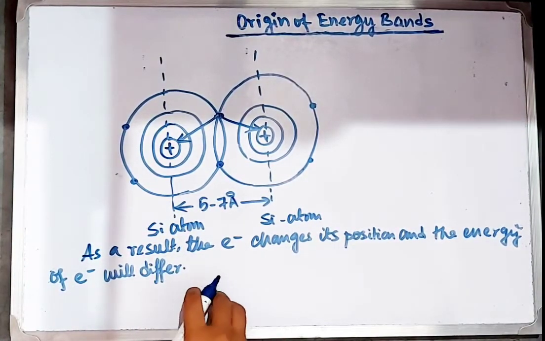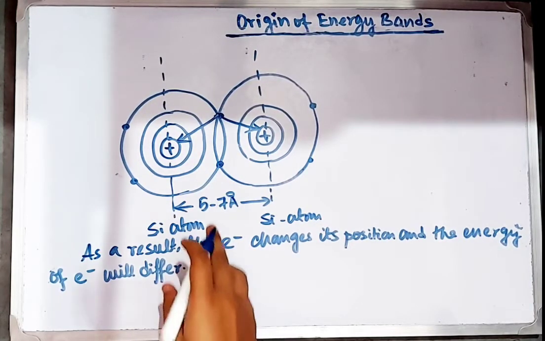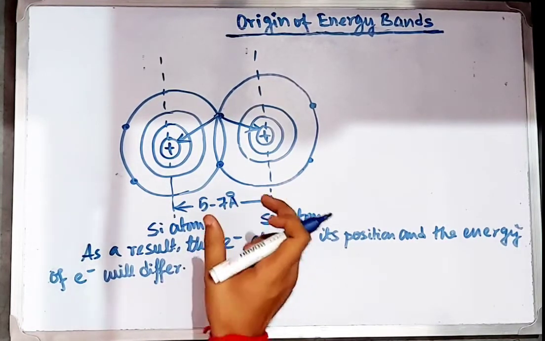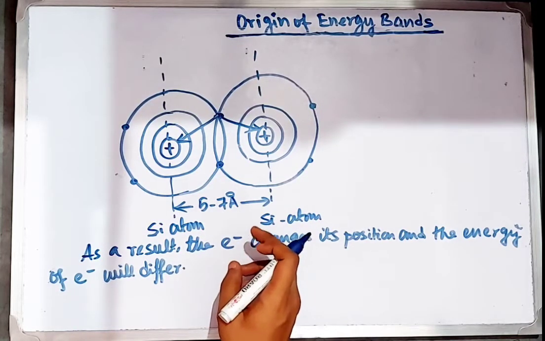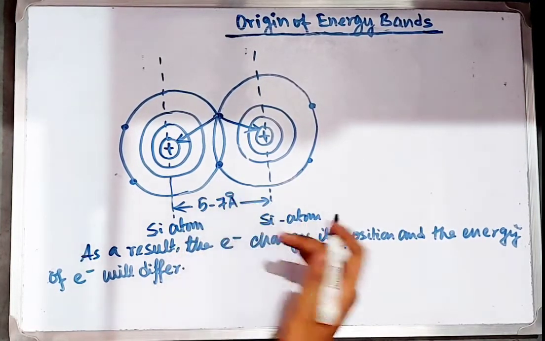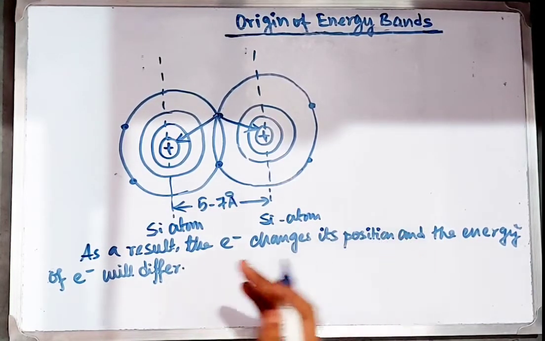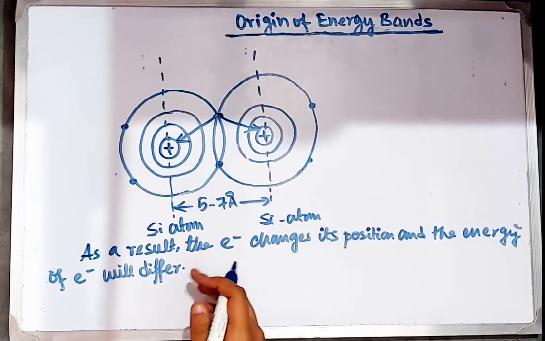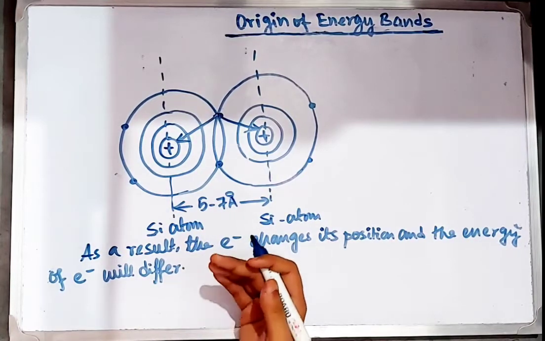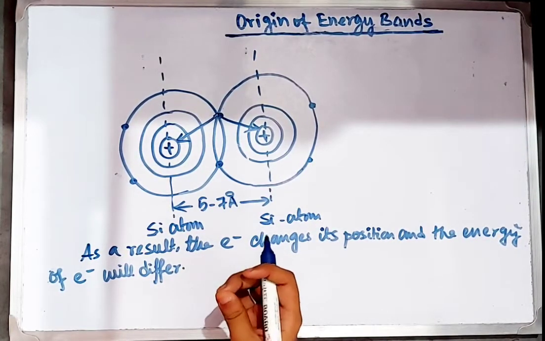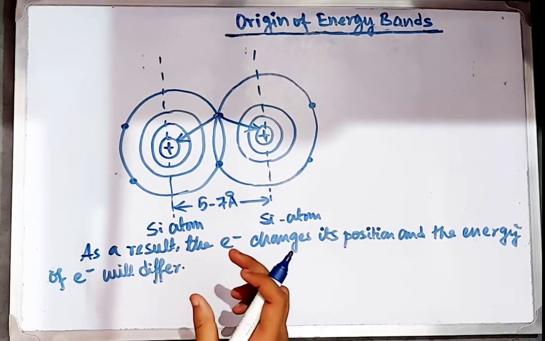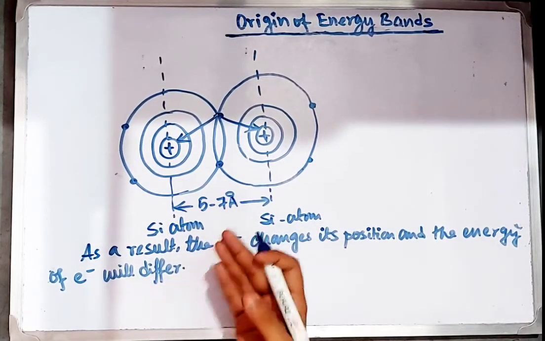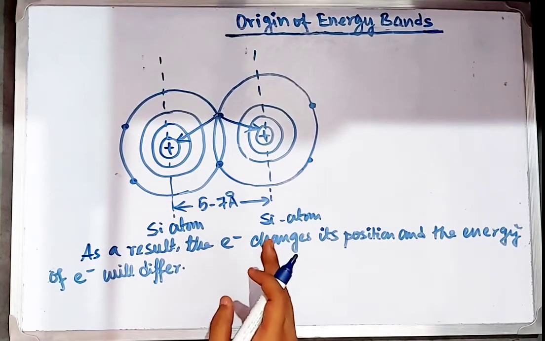Why so? Because in case of an isolated atom, the electron was experiencing a single force, but this time the electron is experiencing two forces. So of course the energy will also differ, and the electron will change its position. As the electron is in a new position right now, there must be an extra energy state for it, because an electron cannot lie between two energy states. So at that new position there must be an extra energy state for that electron.